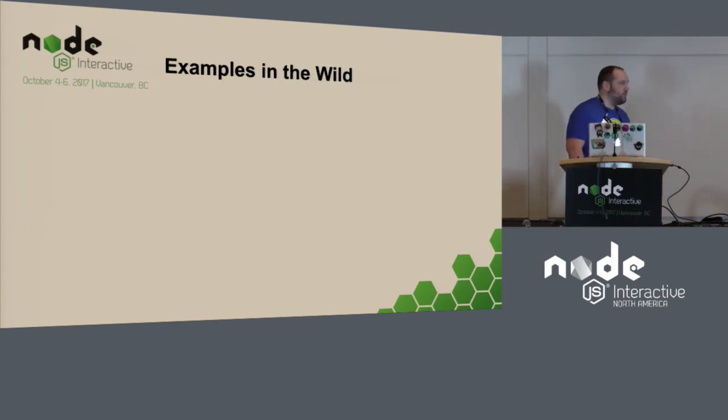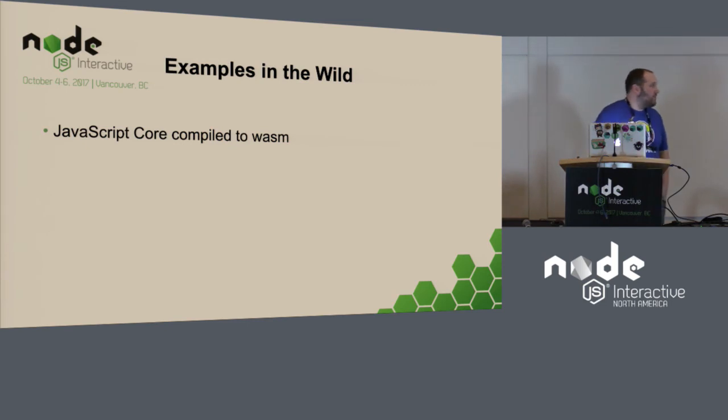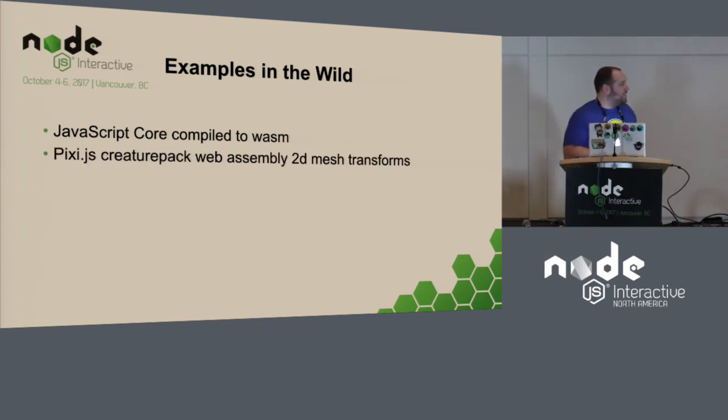So some examples I've seen in the wild. Someone compiled JavaScript core, which is the JavaScript VM in Safari, to WebAssembly. So that thing at the beginning of the talk, we're saying don't ever do that, it's a waste of time. Someone went ahead and did it, which is cool. It's cool that it's possible though, right? So I should have had one of those like yo dog things. You got JavaScript in your WebAssembly.